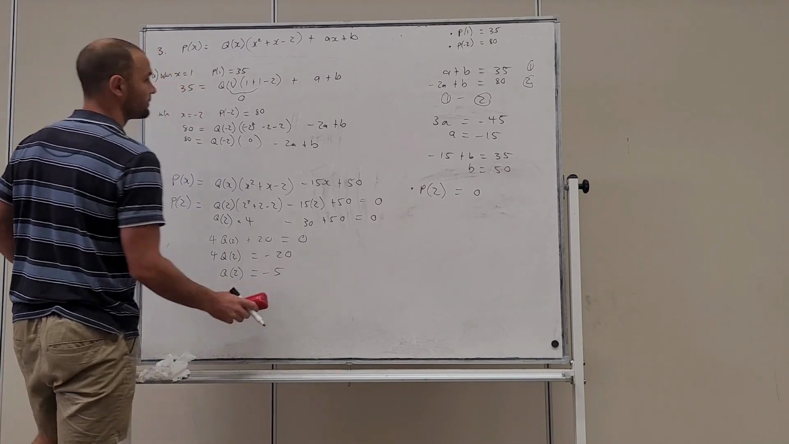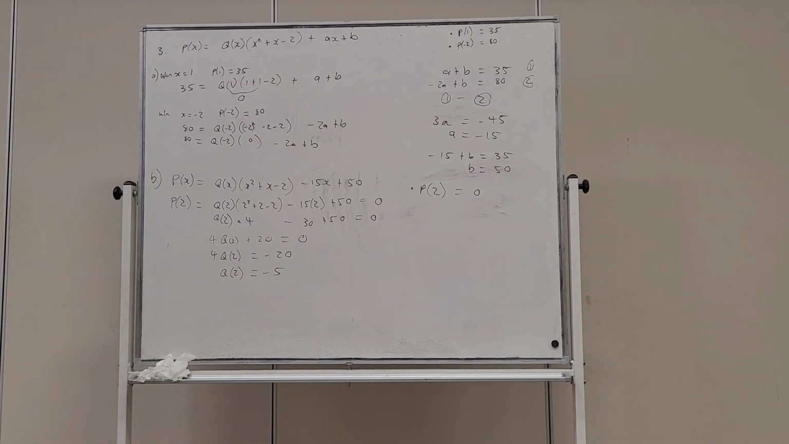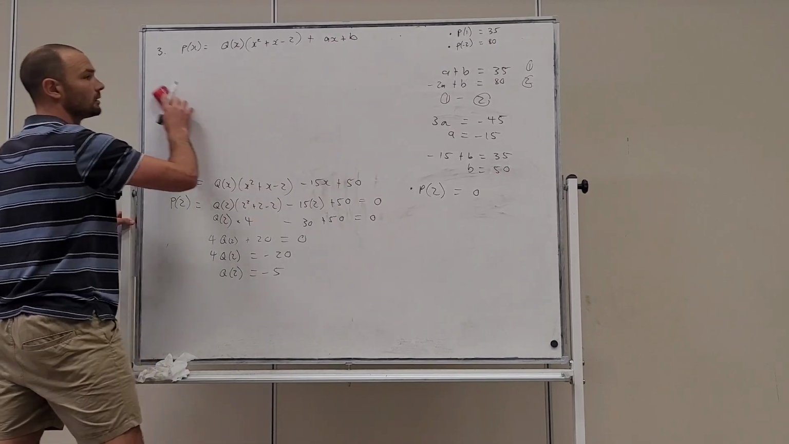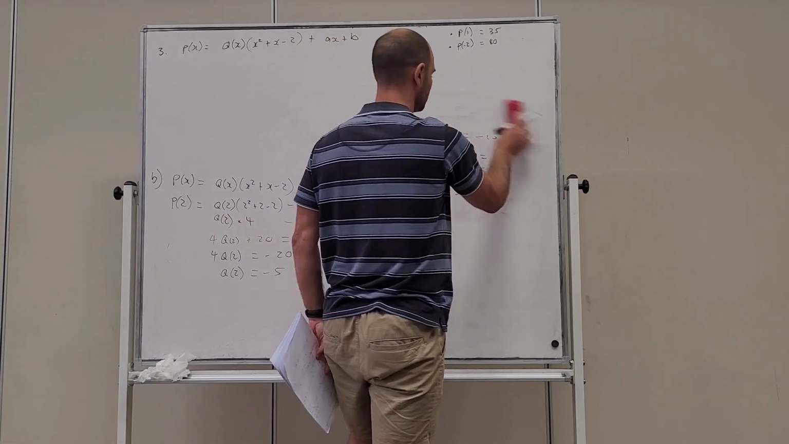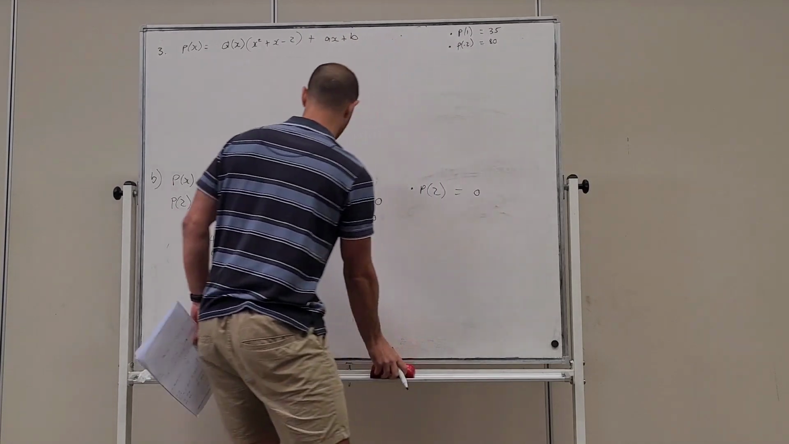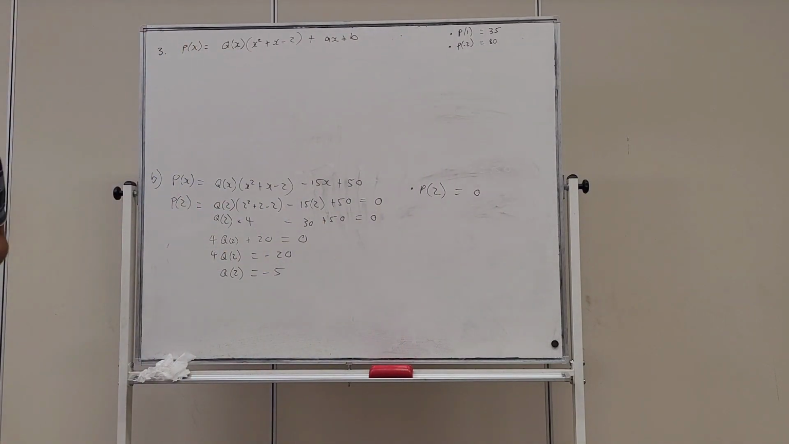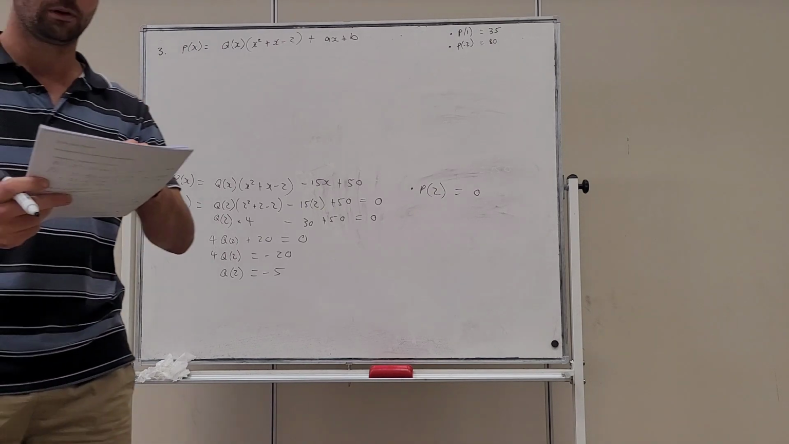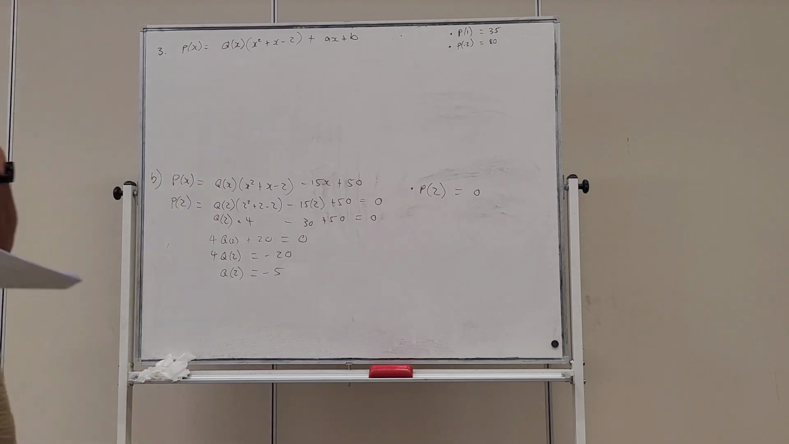So we've got Q of 2 is minus 5, we've shown that that's the case. We'll need a little bit more space, so I might just clear off part A for now. Given the leading coefficient of P of x is 1, show that Q of x equals x take 7.